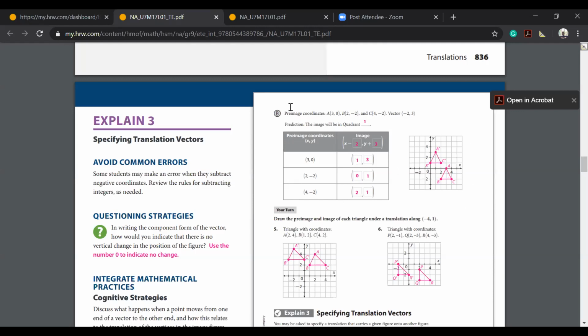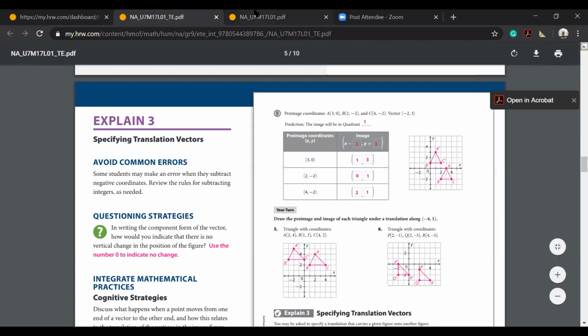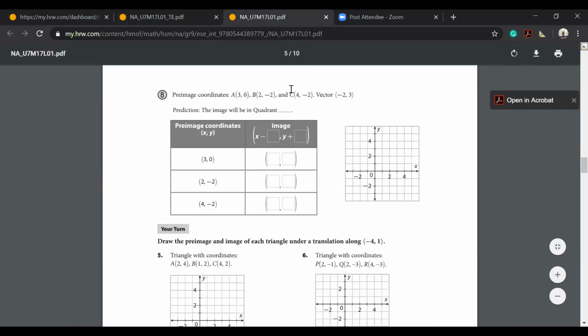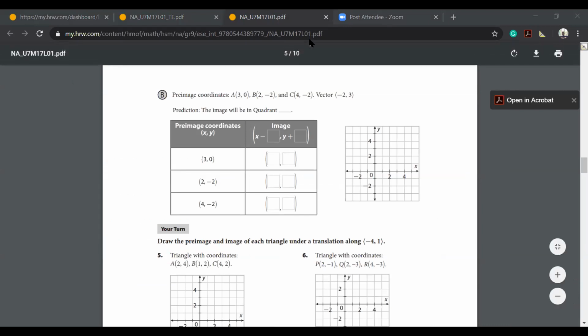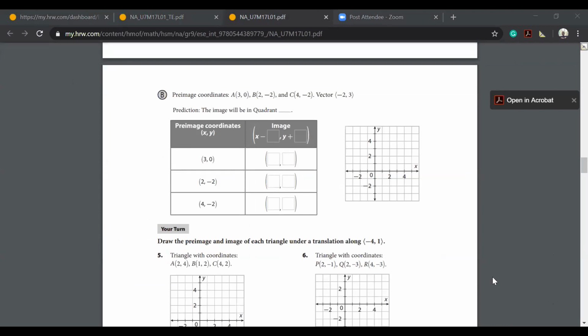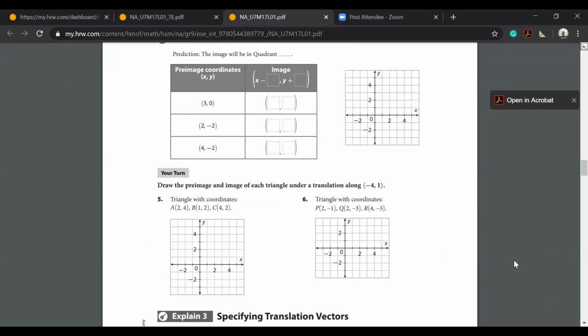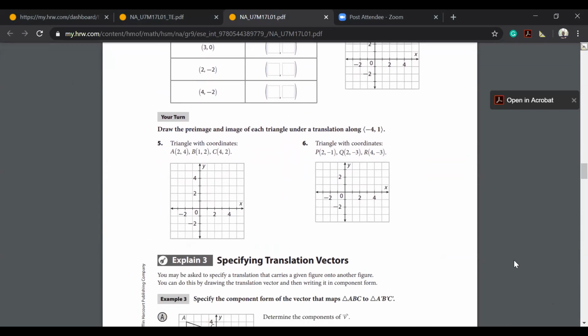Very good. The question here, the image will be in which quadrant? What is this quadrant here? This is in quadrant 1. So my image landed in quadrant 1. Okay, let's go back to the student edition and think about question 5 and 6. Draw the pre-image and image of each triangle under a translation along -4 and 1.